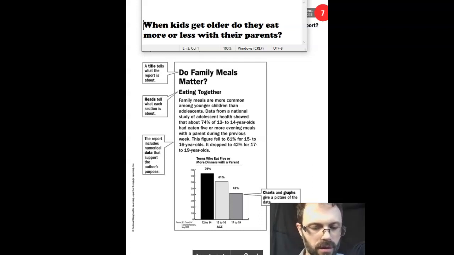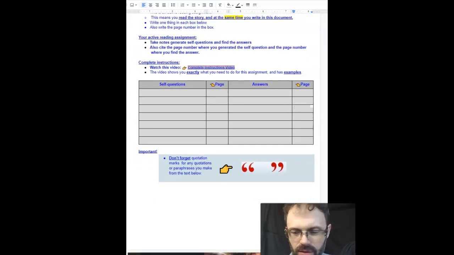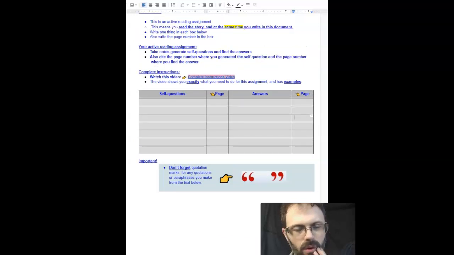So there's a couple of examples for you of how to do a think and search question and a right there question. All right, so now when we're looking at our active reading assignment, we're just going to do exactly that. We're going to look through the text and look at the head, the title, the charts, the graphs, and the data inside the article. And we're going to try to make right there questions and find the answers to those, and then some think and search. So try to do both. You're not required to do either one, but let's see if you can do both of them.